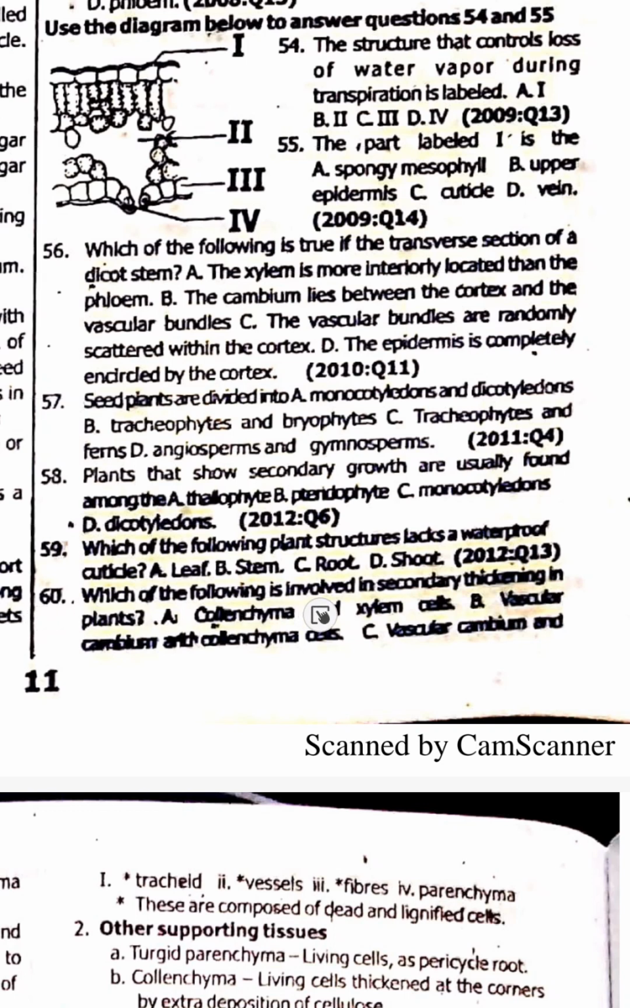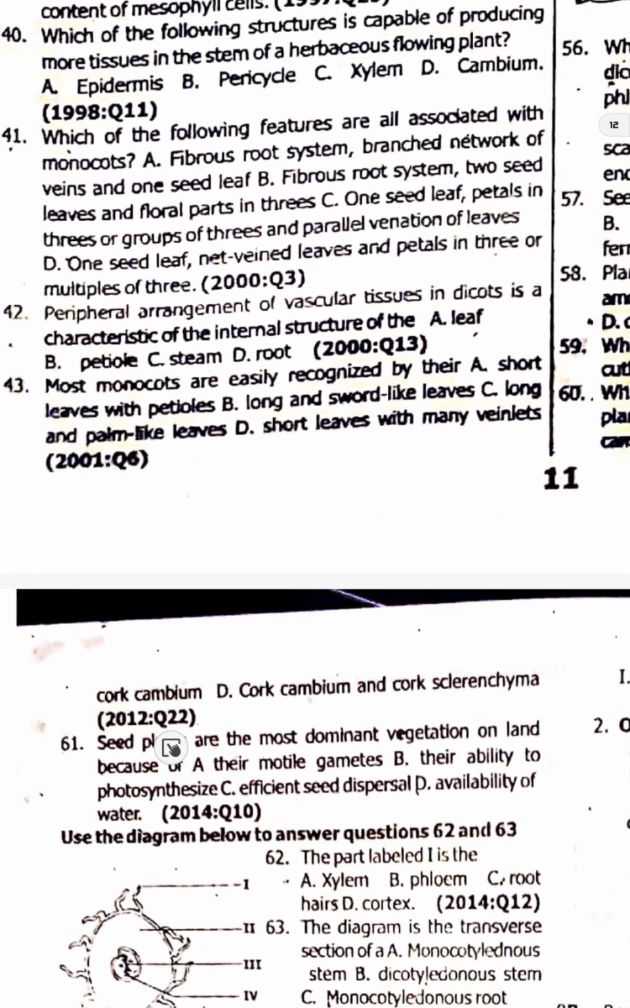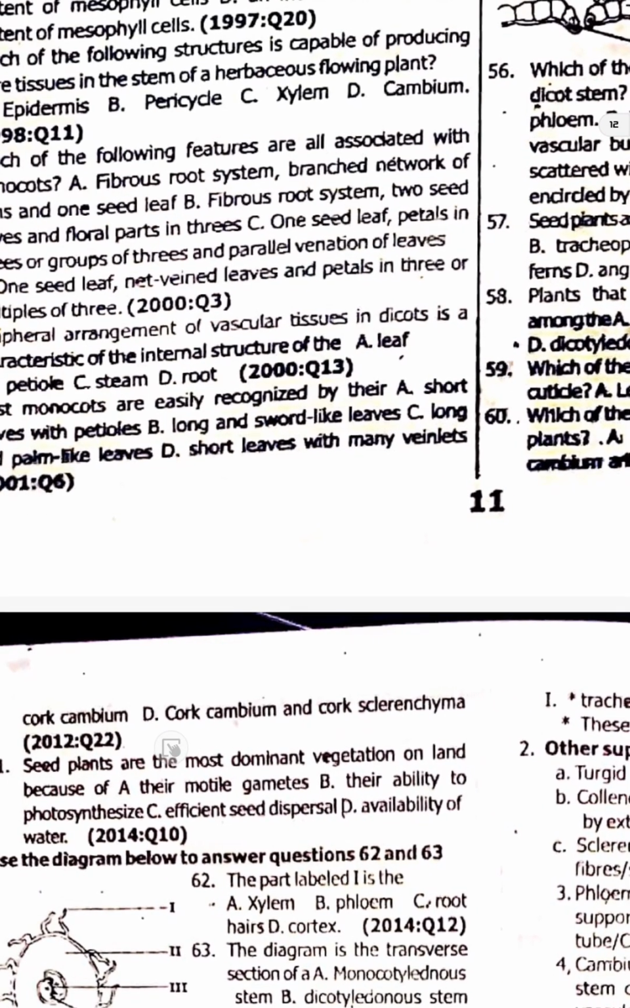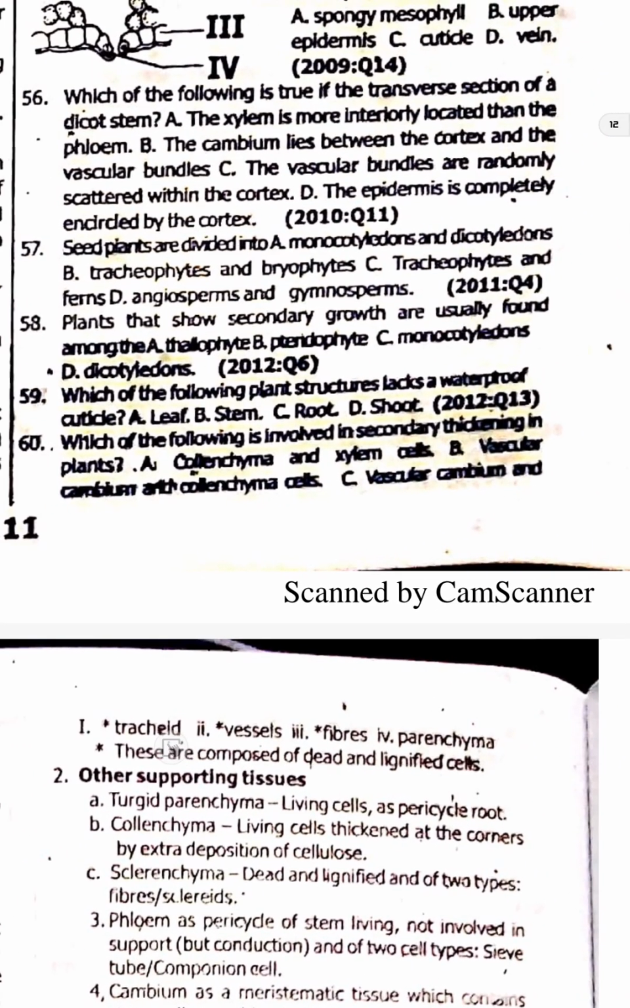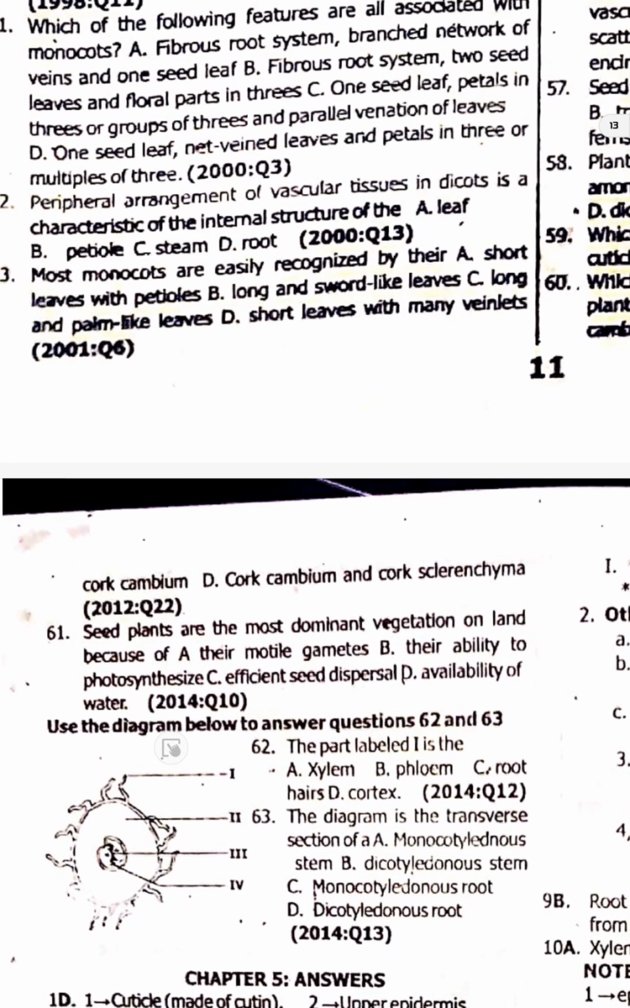60. Which of the following is involved in secondary thickening? Vascular cambium and cork cambium. 60 is option C. 61. Seed plants are the most dominant vegetation on land because of efficient seed dispersal. 61 is option C. 62 and 63 are diagrams.